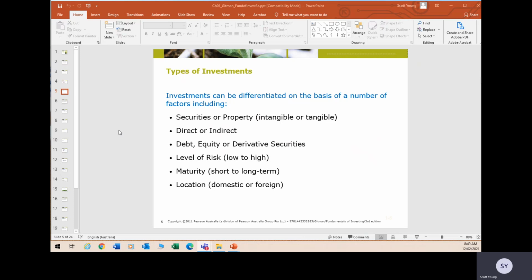Location, domestic or foreign, that's pretty obvious. You're either investing in domestic markets here, financial markets, okay? And there's many different types of financial markets, which we will cover next week in week 2. So you can have the Australian Stock Exchange, the bond market, the currency market, all sorts of things, futures, derivatives markets, okay?